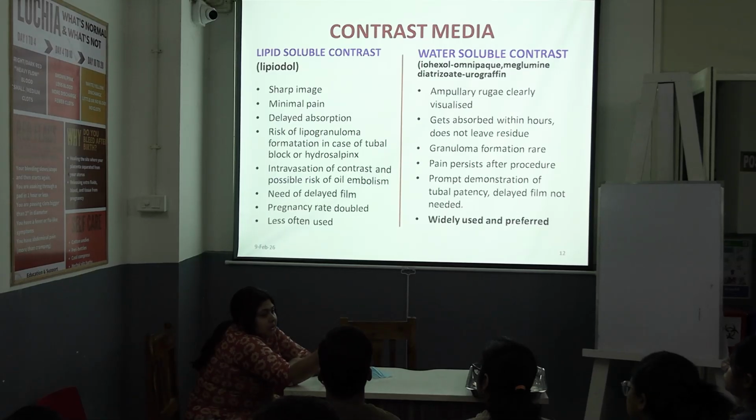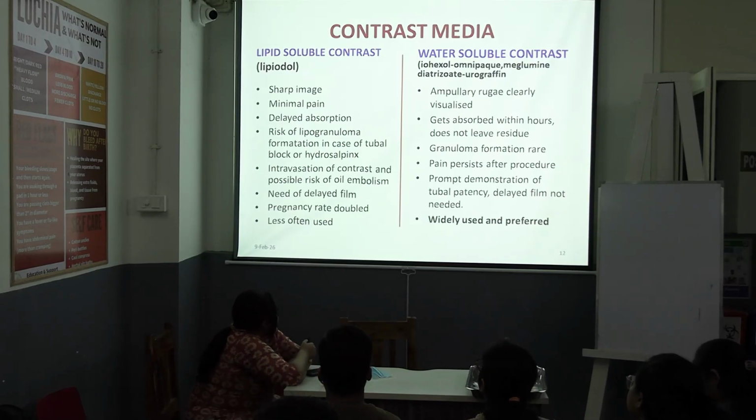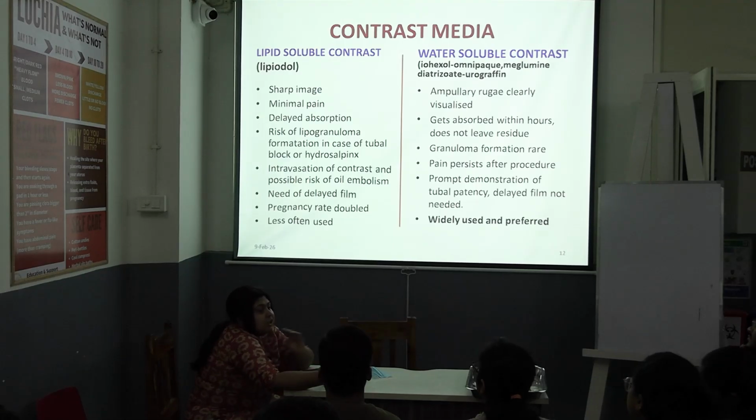But suppose an oil, which is a dense fluid, gets absorbed, it will take more time to get absorbed, and allergic reactions were more, and chances of oil embolism were more. But the advantages were that pregnancy rates were doubled, pain was minimal, and images were very sharp. These were the advantages, but the disadvantages were much more. When you compare the risk benefit ratio, the risks were much more.